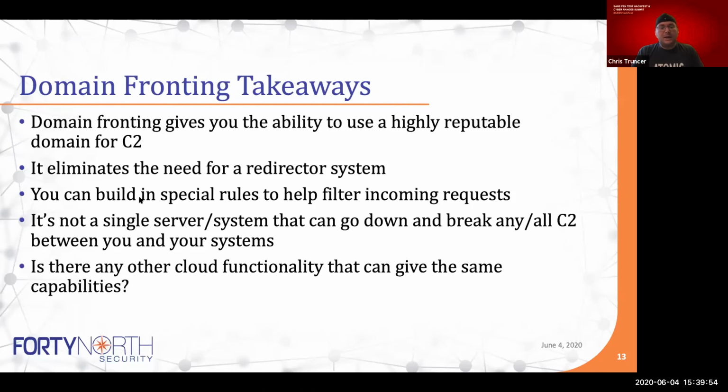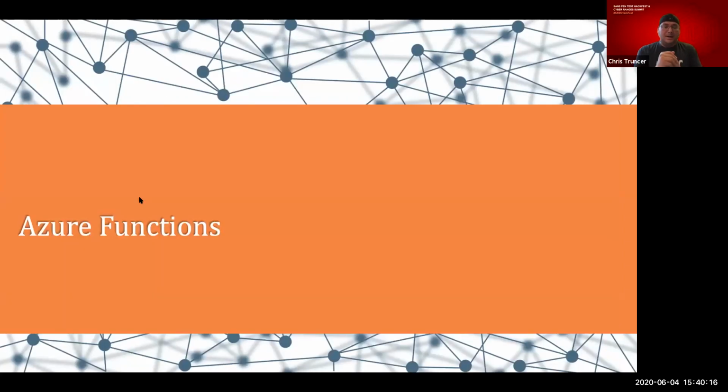So with all of that said, this is where we really started wanting to look into whether there is any other cloud functionality that can provide the same capabilities as a virtual machine or a CDN. Is there something else we can use that can help get a web request to a location that we want it to go? And the answer is there's this awesome concept within Azure called Azure Functions. This is what we started exploring.